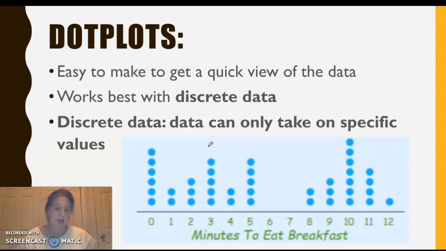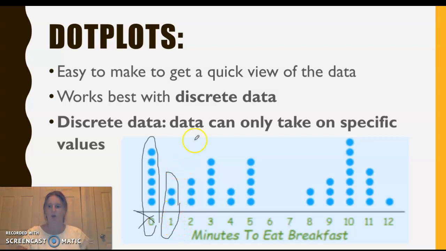Here, the example is how many minutes people take to eat breakfast. If we wanted to interpret this, we got to count the dots. 6 people took 0 minutes to eat breakfast. That's how we read this. So 6 people didn't eat breakfast at all. 2 people took 1 minute to eat breakfast, so they probably grabbed a granola bar and ran out the door. 3 people took 2 minutes to eat breakfast. Does everyone see where I'm going with this?